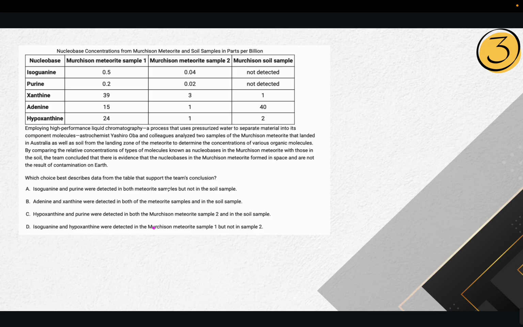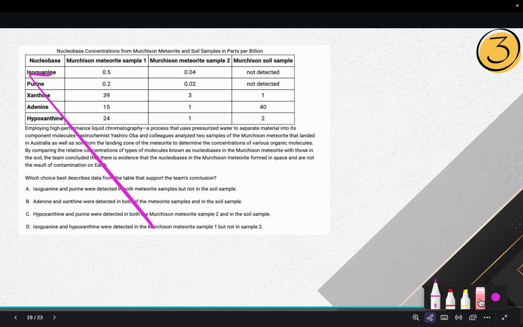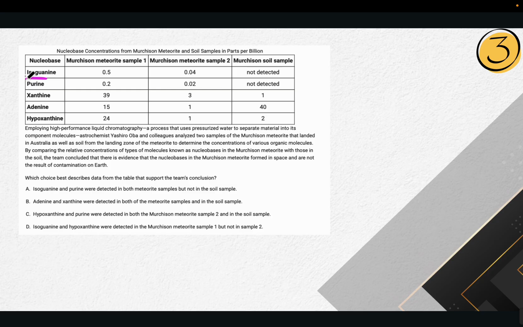Adenine and xanthine were detected in both meteorite samples and in the soil samples. It doesn't justify the conclusion, because the researchers said that the meteorite's nucleobases were the result of soil contamination. If the nucleobases are present in both the soil and the meteorite, it's possible that these nucleobases came from the soil. So choice C is out.